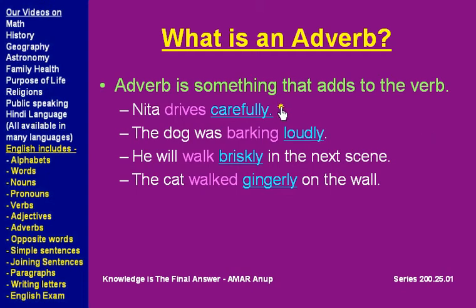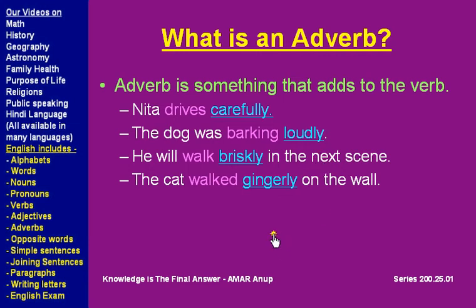Neeta drives carefully. So drives is a verb, and the question how she drives is answered here when it says carefully. Another example, the dog was barking loudly. Here the dog is the subject and was barking is the verb, and how the dog was barking is answered by loudly, and that is an adverb.